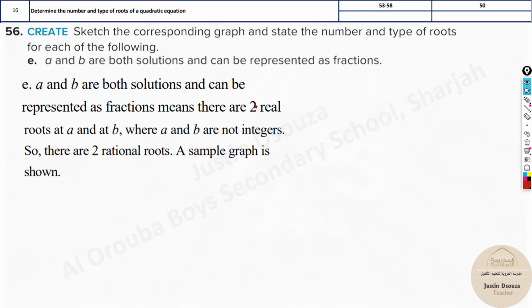Now, here there are instances. In such cases, you know what? The discriminant will always be a perfect square. But when it is not a perfect square, it will be irrational.